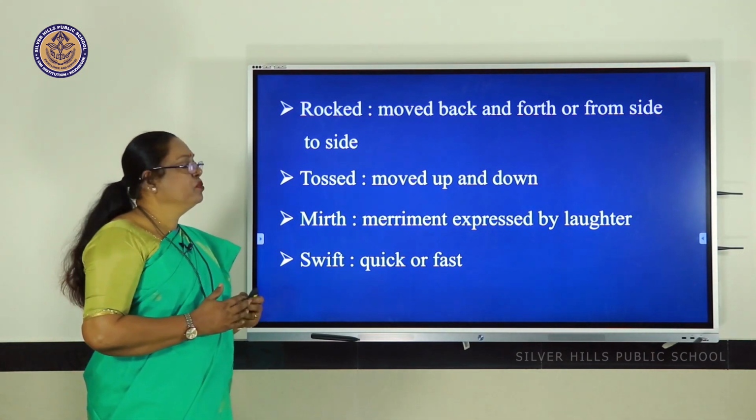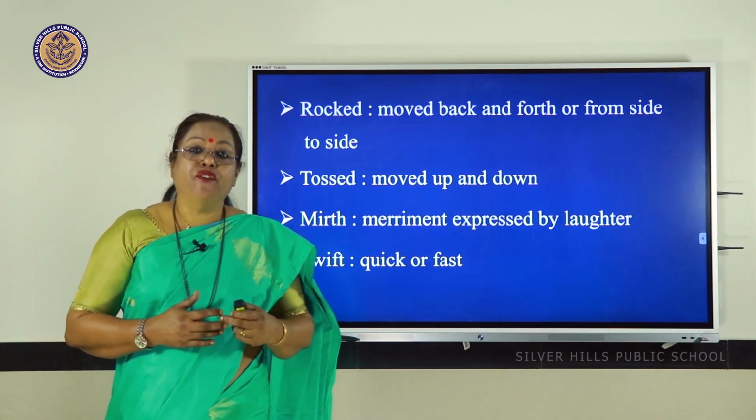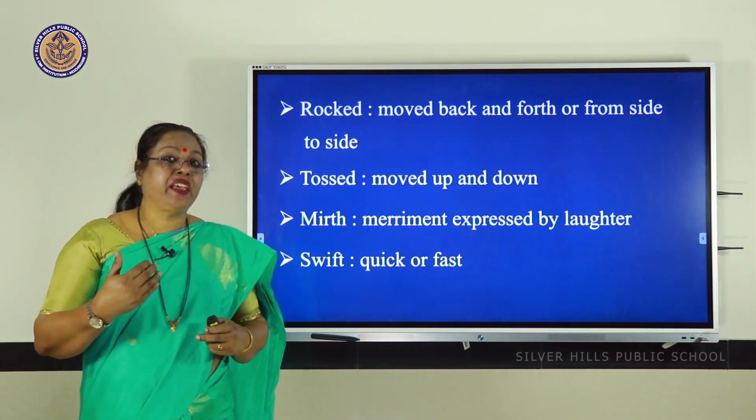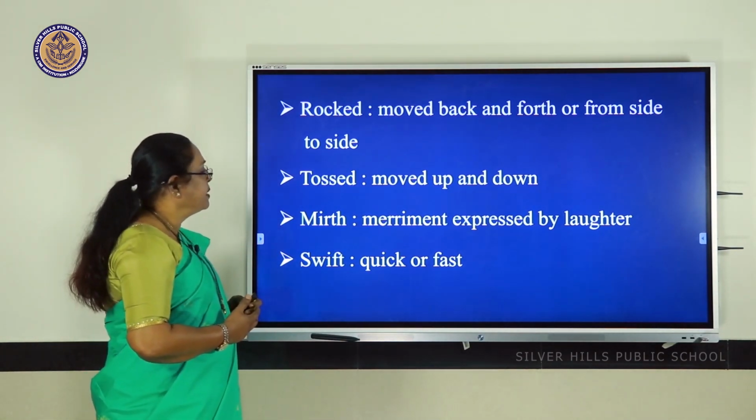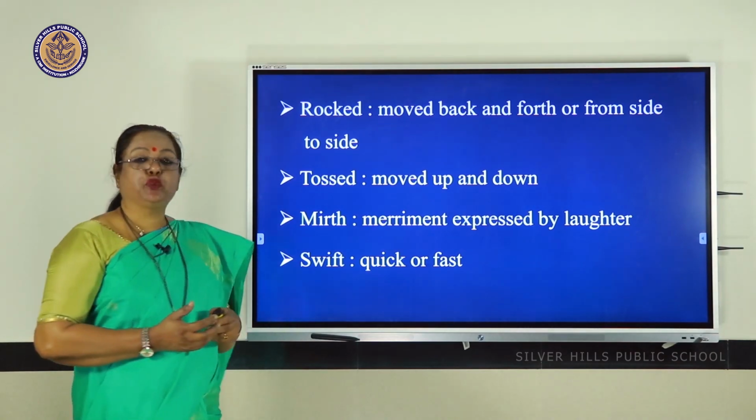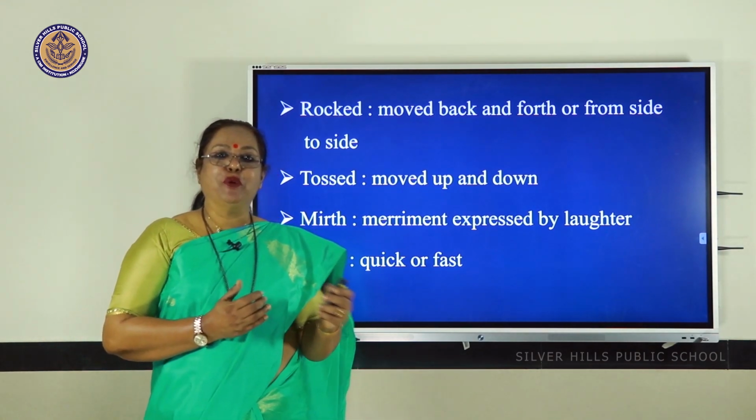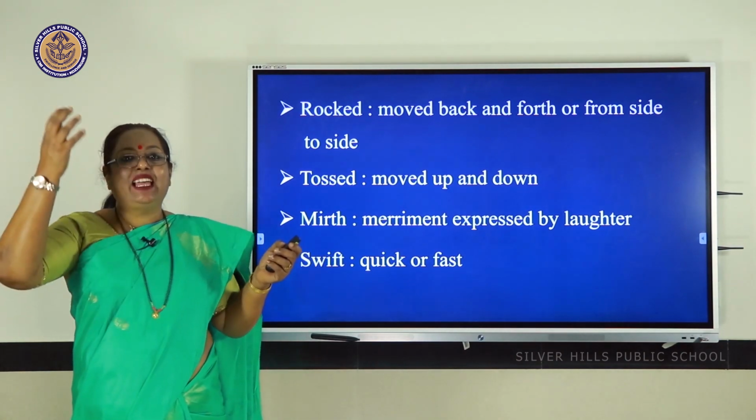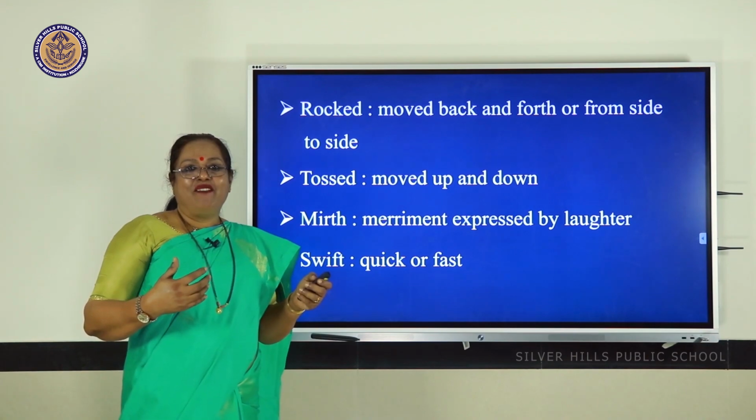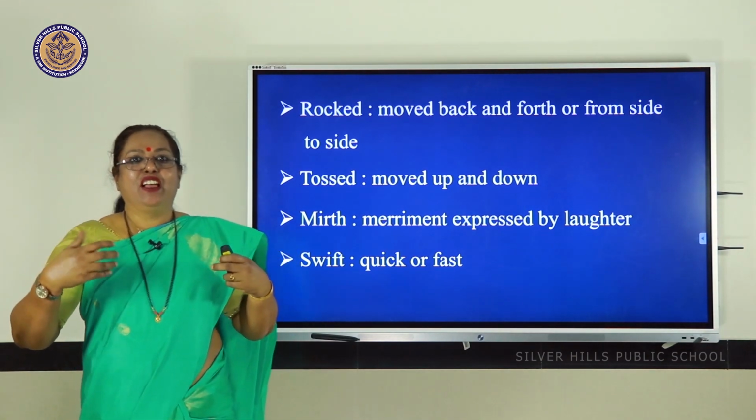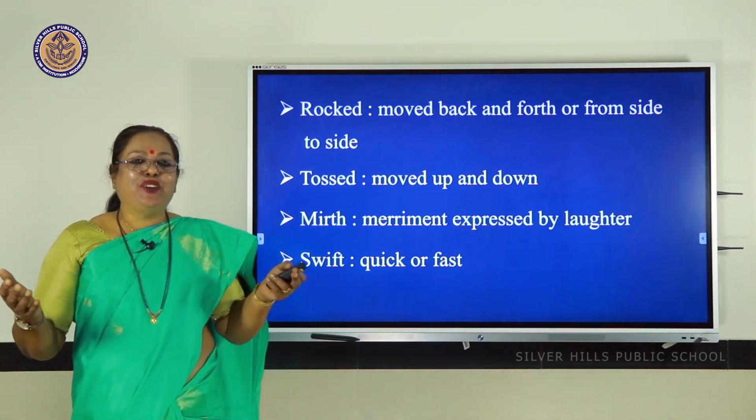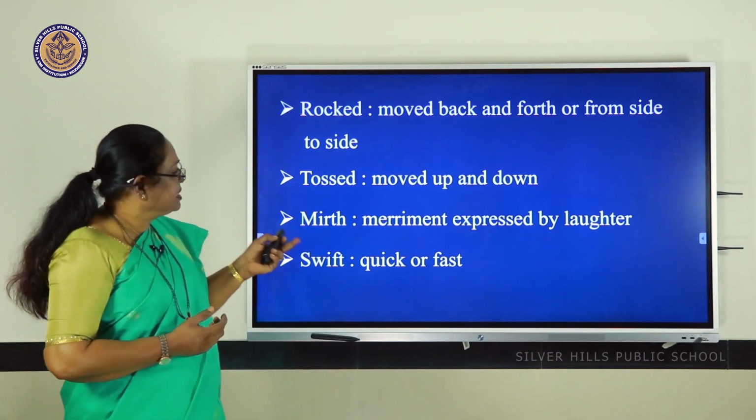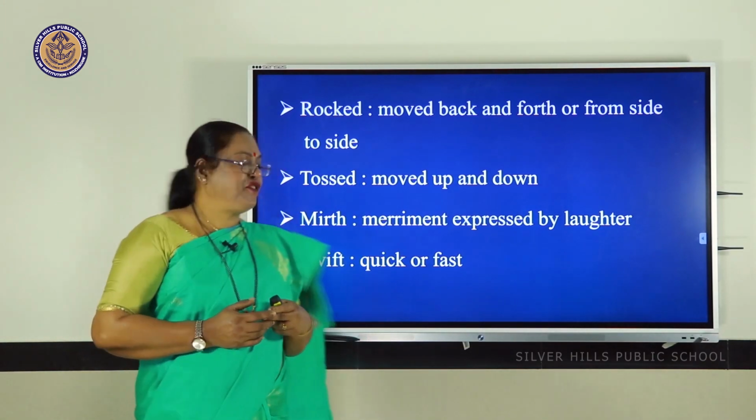Now, tossed is move up and down. The waves moved up and down. Because of the wind, the waves were rising up and down. And mirth is the merriment expressed by laughter. Now, in this poem, Timothy and the balloon are enjoying, because all this is seen from above. When you are flying on an aeroplane, when you see down, you enjoy that. You are thrilled, you are excited. So, here mirth is merriment expressed by laughter.